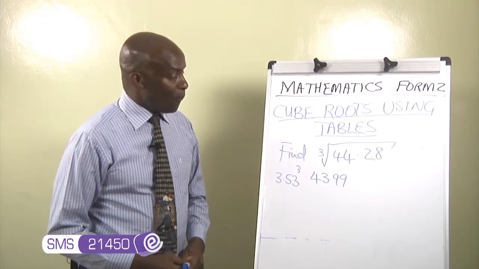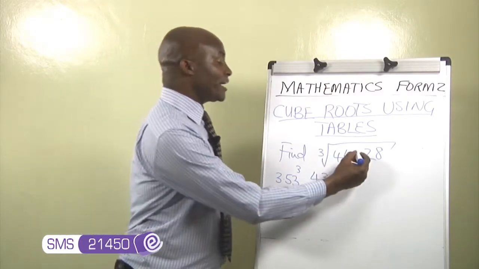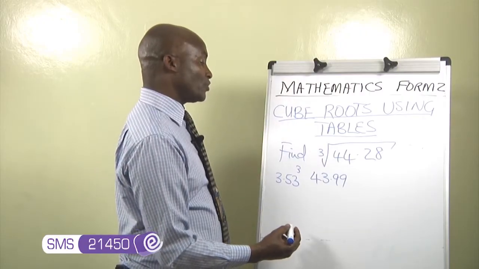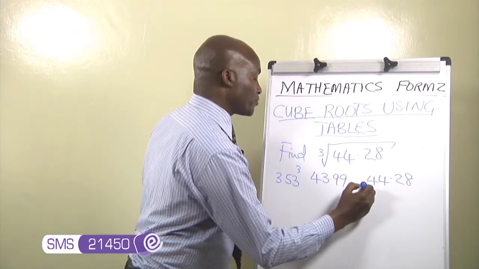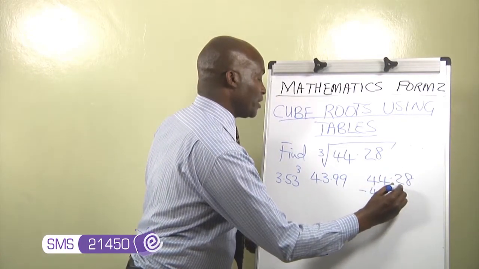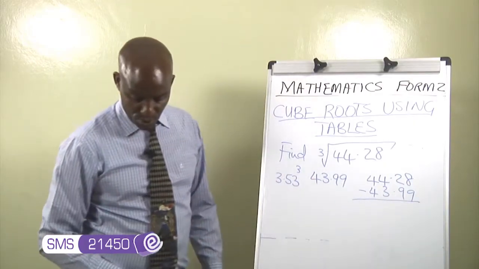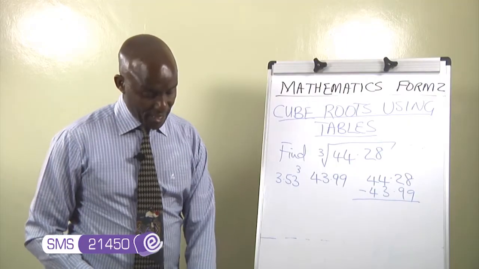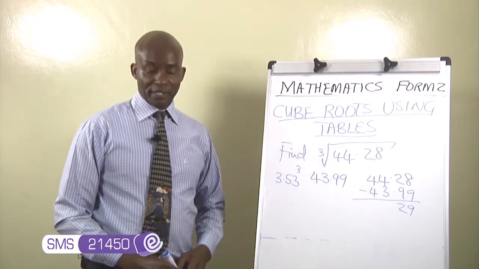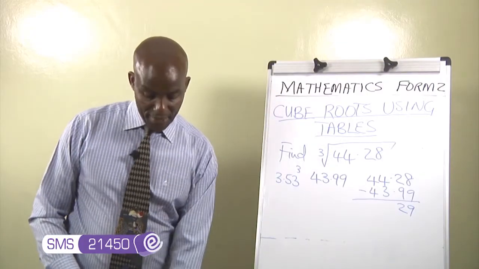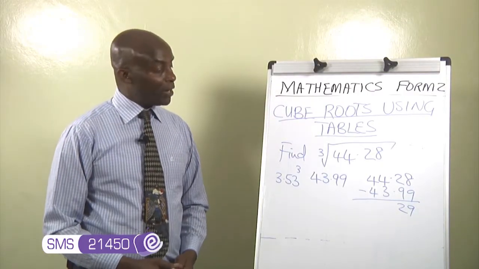Now, we need 44.28. So, how much is remaining from the 44.28? We will say 44.28 subtract 43.99. And when we do the subtraction, we get that number is 29. What are we supposed to do with the number 29? We will go to the minor columns.